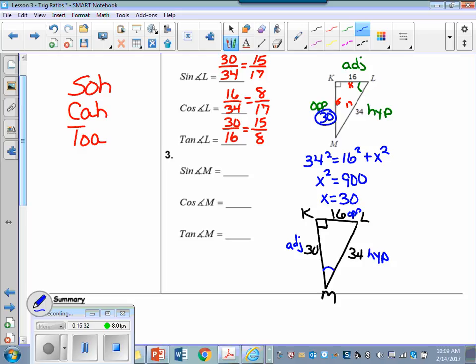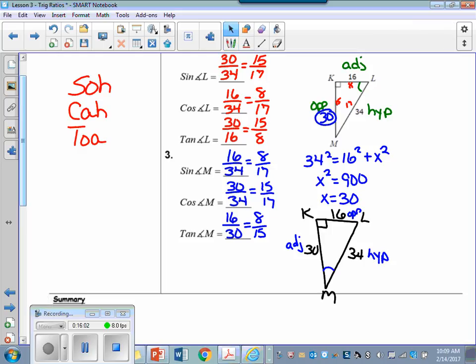Sine is SOH, opposite over hypotenuse, 16 over 34, which is 8/17. Cosine, CAH, adjacent over hypotenuse, 30 over 34, which is 15/17. And TOA, opposite over adjacent, 16/30, which is 8/15. All right, take a moment to write a summary of the critical information in this lesson.